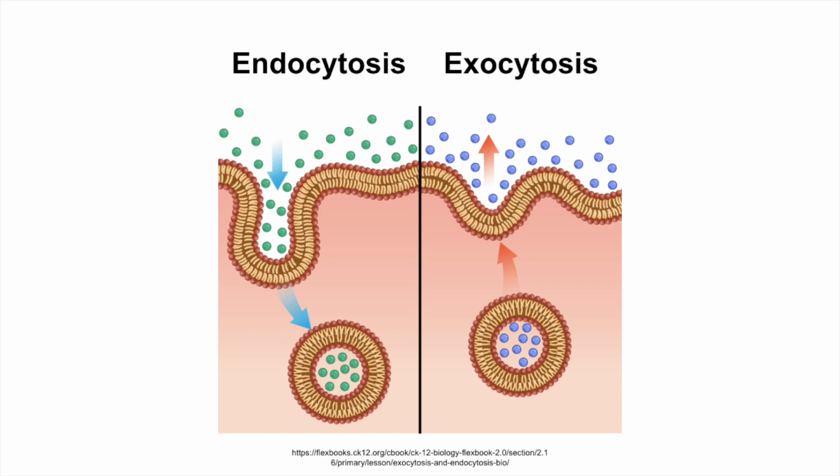Endocytosis is when substances go from the outside to the inside of the cell, and exocytosis is when substances go from the inside of the cell to the outside.